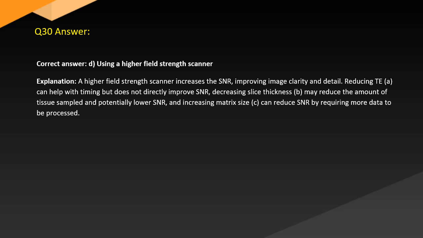Answer. Correct answer: D. Using a higher field strength scanner. Explanation. A higher field strength scanner increases the SNR, improving image clarity and detail. Reducing TE (A) can help with timing but does not directly improve SNR. Decreasing slice thickness (B) may reduce the amount of tissue sampled and potentially lower SNR, and increasing matrix size (C) can reduce SNR by requiring more data to be processed.